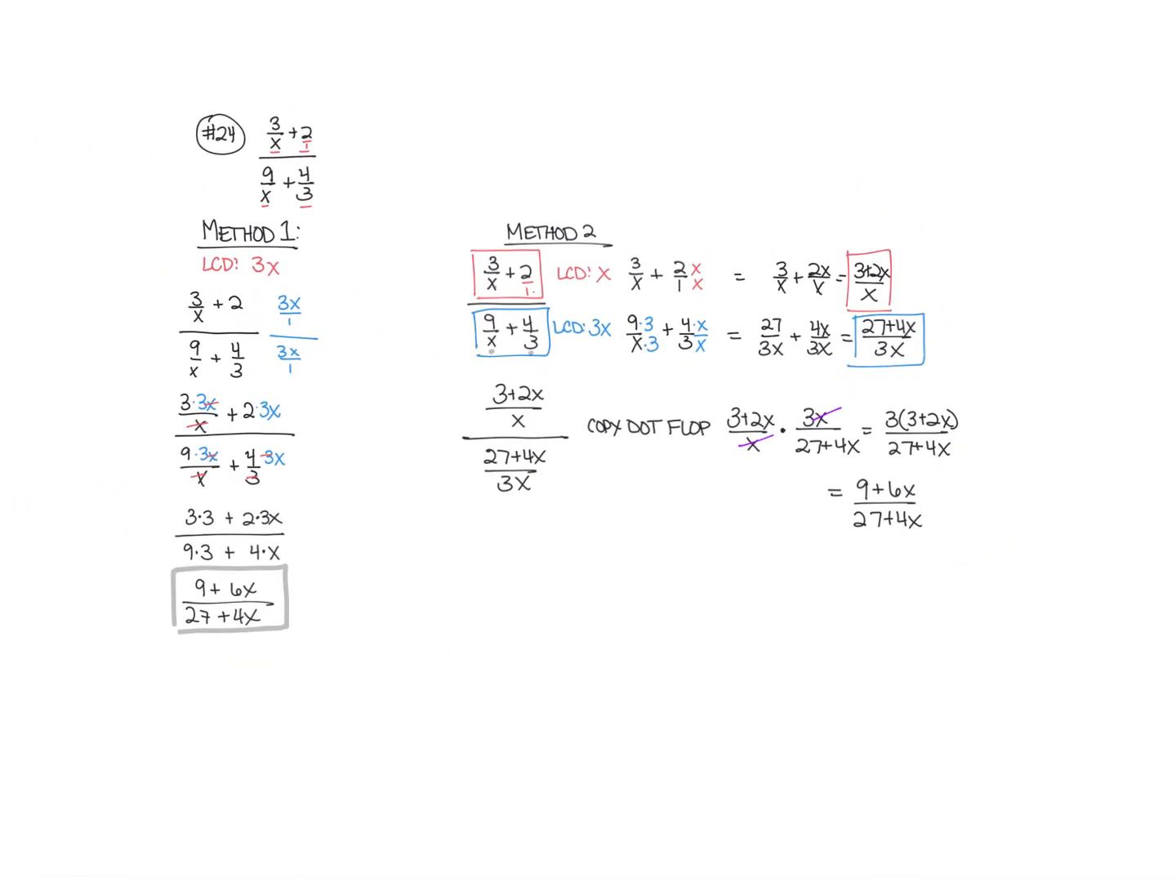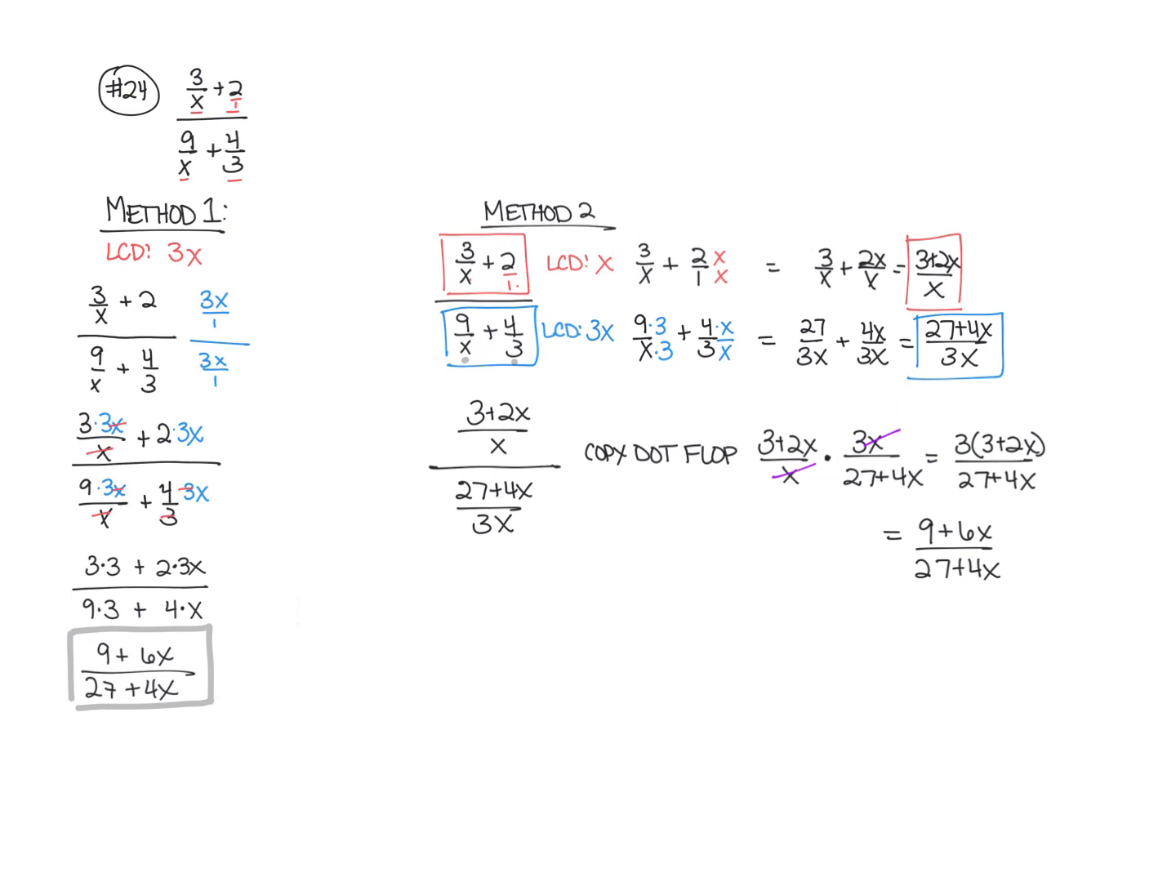Okay, here's what I want you to notice about the two methods. Let's see if I can zoom in. If we go and look at these two methods, do you notice that these are the same? So it doesn't matter what method you choose, whatever one makes the most sense to you. Let's talk excluded values or domain restrictions because we haven't done that yet.